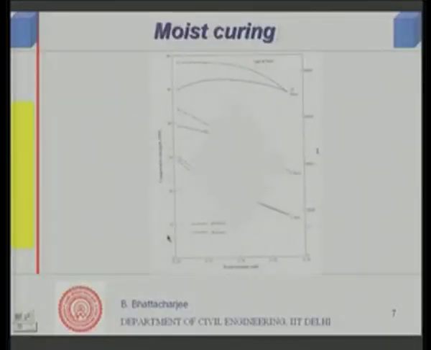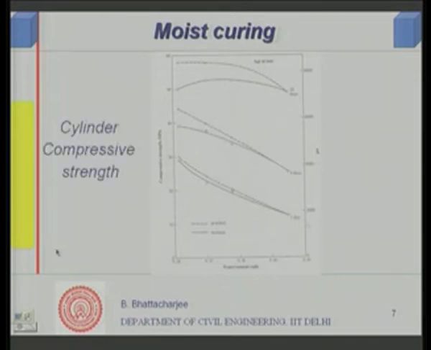Now, let us see the effect of moist curing. Okay. Now, this is for cylinder compressive strength against water cement ratio. This side is water cement ratio, and you can say this is ponded.